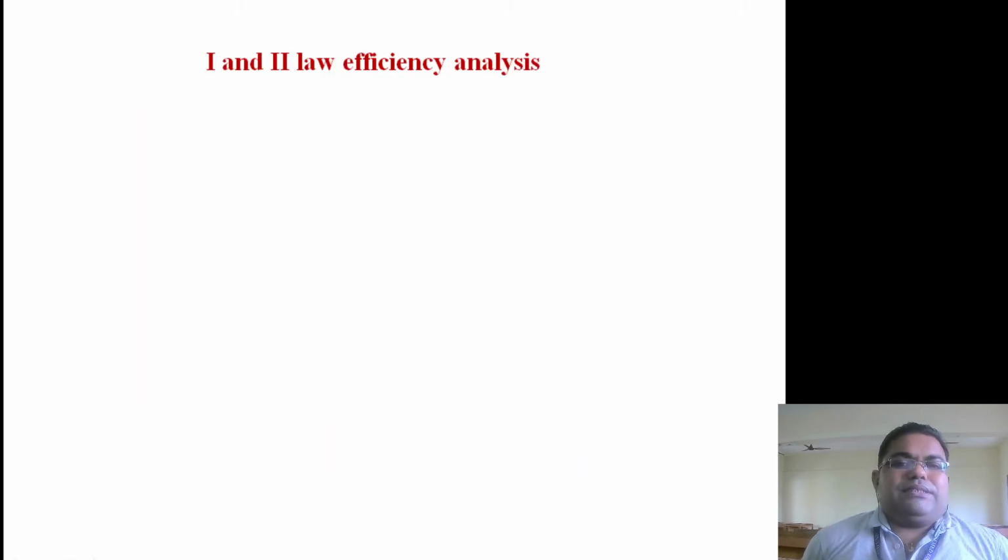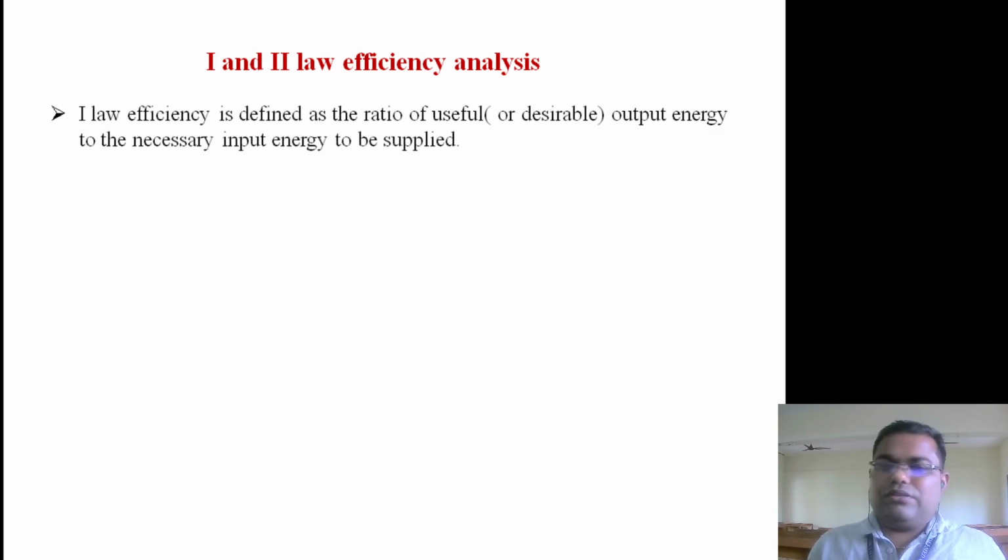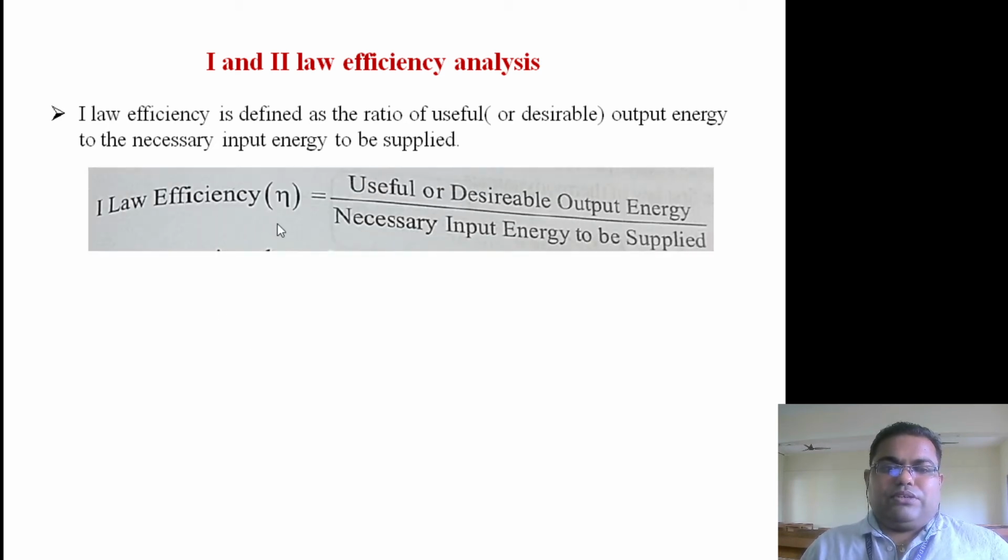Next topic is first and second law efficiency analysis. So first law efficiency is nothing but what we have already defined: thermal efficiency of a heat engine, then coefficient of performance of a refrigerator, coefficient of performance of a heat pump. So first law efficiency is defined as the ratio of useful output energy to the necessary input energy. So if we are defining it for the heat engine, it will be net work divided by the heat supplied. Alright. So the first law efficiency is nothing but the useful or desirable output energy divided by the necessary input energy to be supplied.